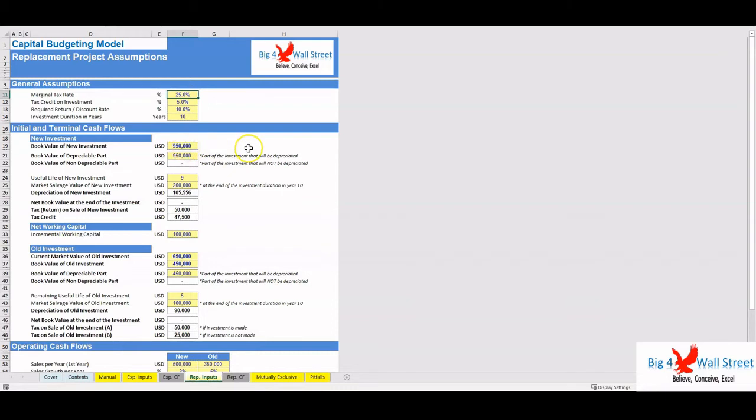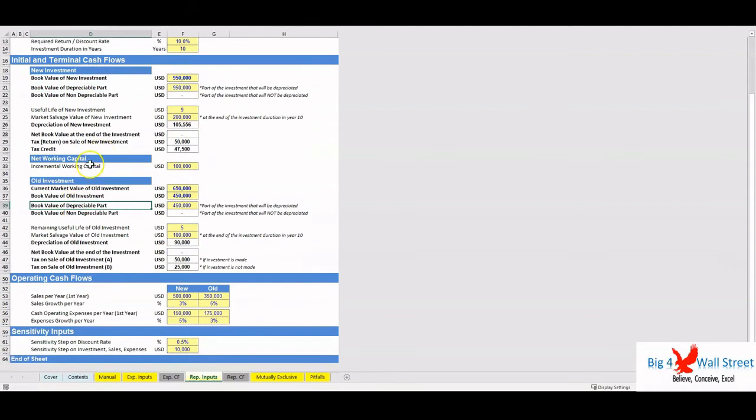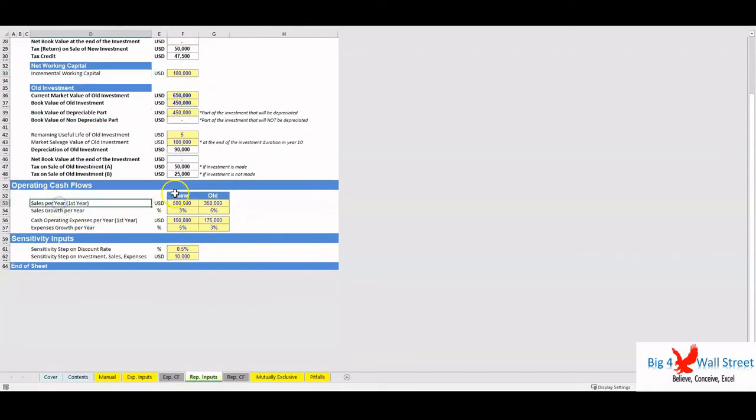This tab follows the same logic as previously, except that the user needs to fill the assumptions for both the new investment and the old investment. This includes the investment, both new and old, the incremental working capital, the operating cash flows, both new and old. Everything is calculated on the next tab.